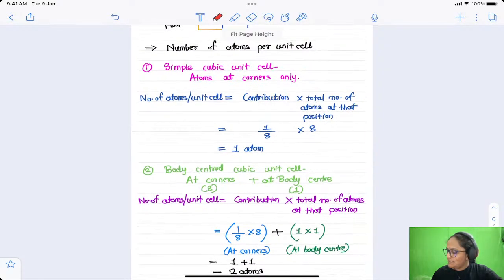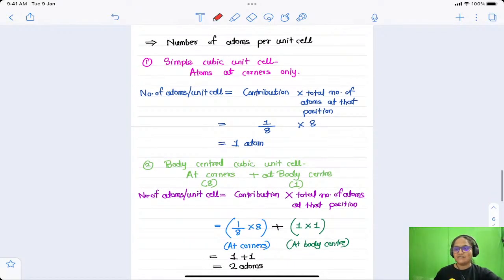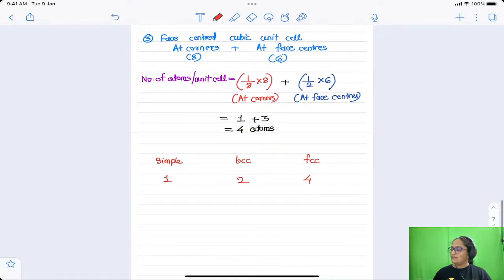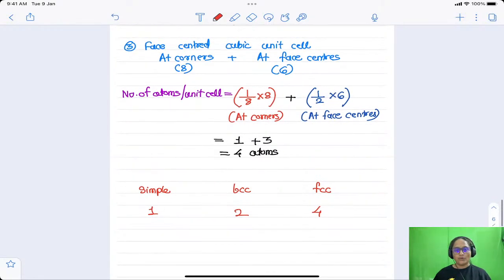Okay, yes, take a screenshot of these pages. I hope you understood this. If you have any question in this calculation part, please let me know in the chat box. Then take a screenshot of this remaining portion also. Remember this, simple, BCC, FCC, 1, 2 and 4. How I have calculated 1, 2 and 4. I hope it is clear to you. If it is not clear, then please let me know, I will explain.